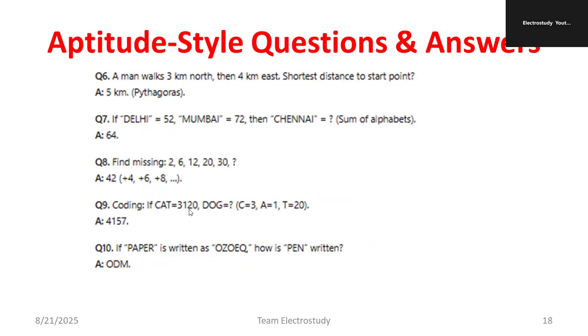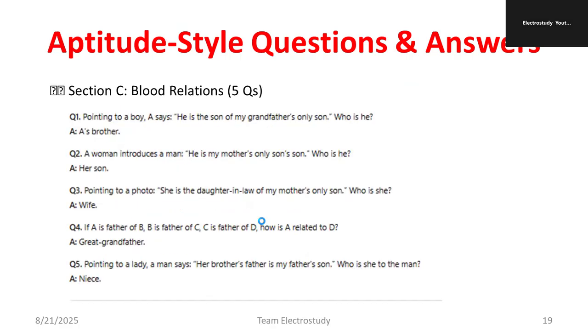Cat is mapped to 3120. Dog is mapped with? Identify the number. C is mapped with 3, A is mapped with 1, T is mapped with 20. Of course, dog will be 4157 based upon the numbers. Paper is written as O Z O E Q. Even pen can be written as? Identify the relation. P is mapped to O, A is mapped with Z. Then coding and decoding, that is very important.